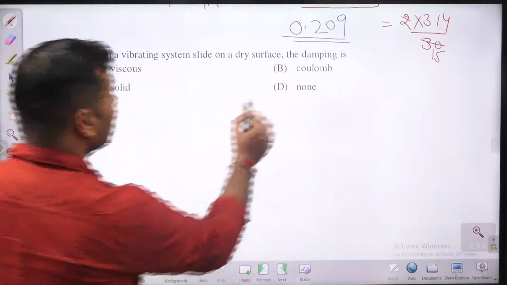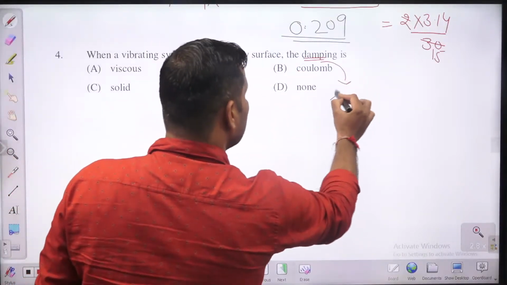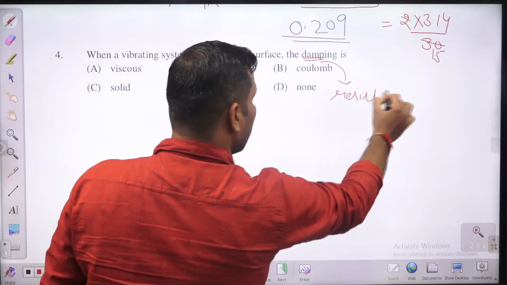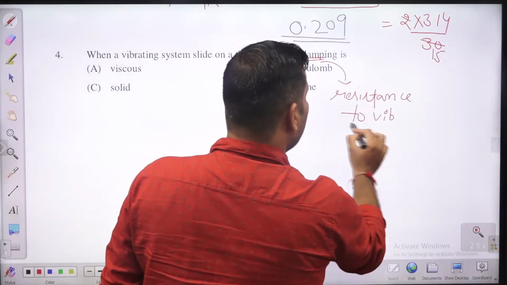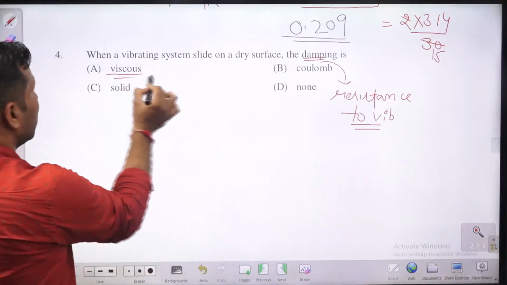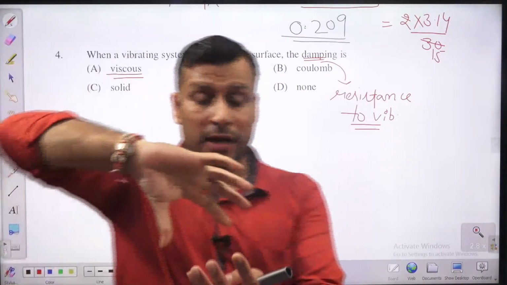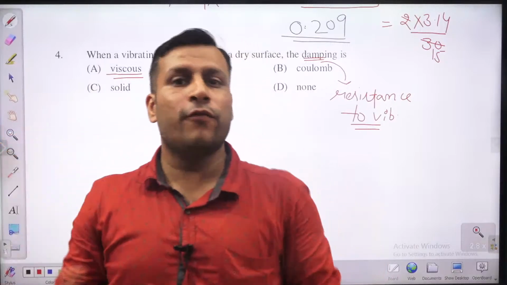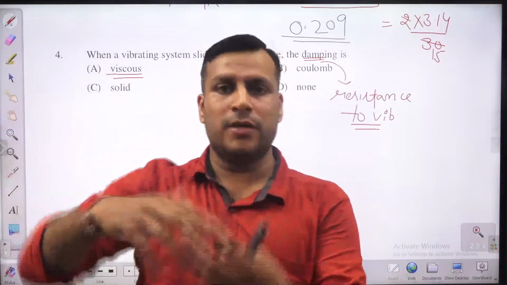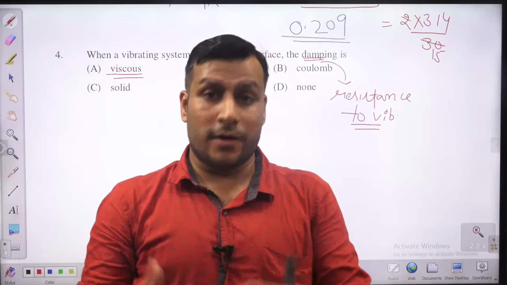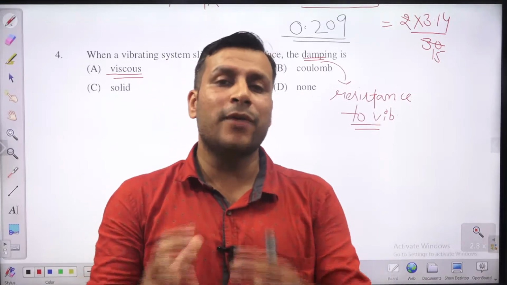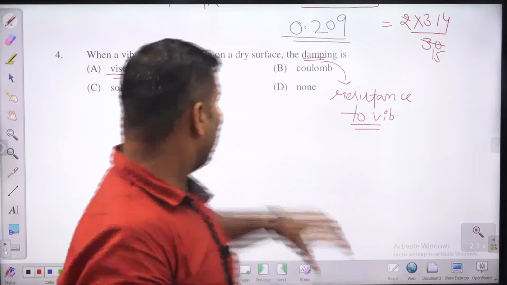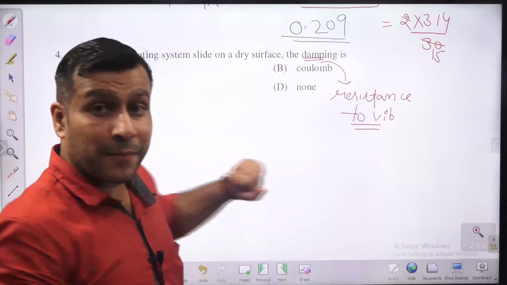Damping means, what does damping mean, children? Damping means resistance to vibration. Okay, we can provide resistance to vibration by some kind of viscous means. You can allow the system to move in some kind of fluid. When it moves in the fluid, the fluid is going to offer some kind of resistance, and due to that vibration will be minimized. So that is known as viscous damping.